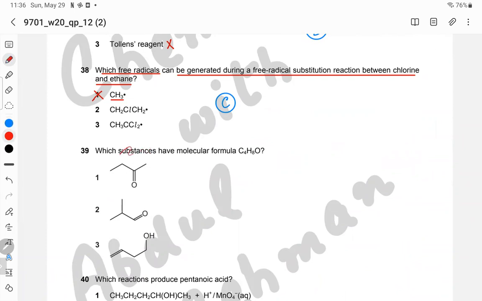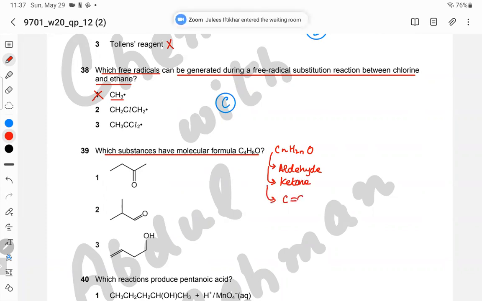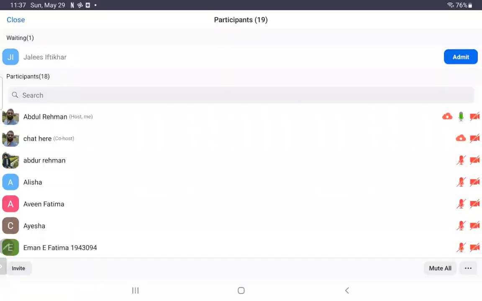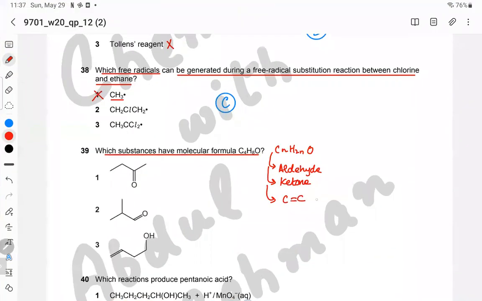Okay, now, which substance have a molecular formula C4H8O? Okay, if you recall, C4H8O, its general formula is CnH2nO. And if you remember, I have told you it goes with aldehyde. It also goes with ketone. And it also goes with a compound having a carbon-carbon double bond and alcohol both.